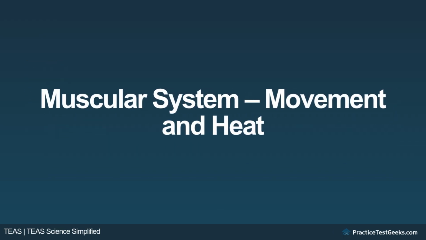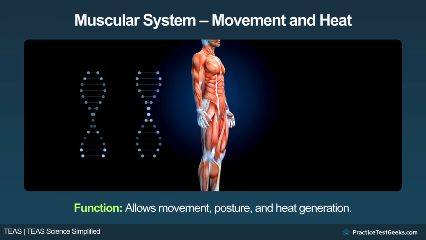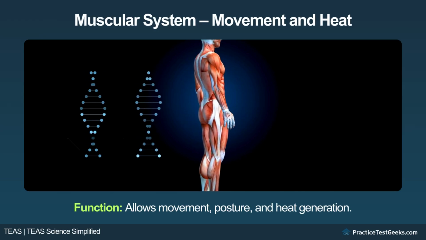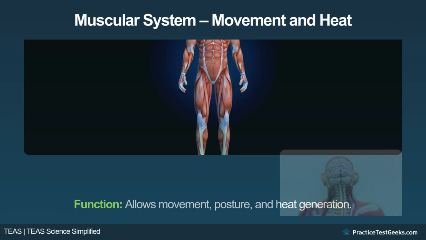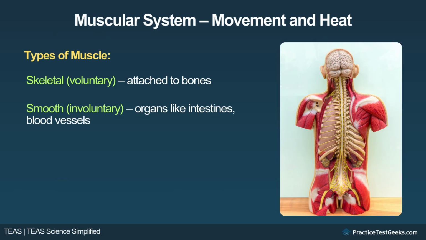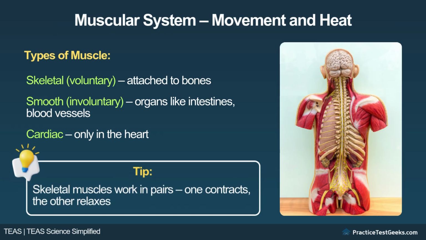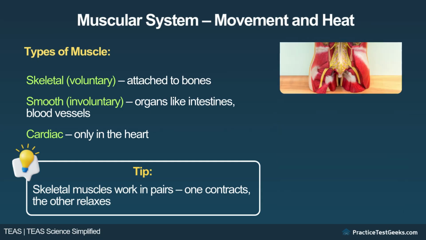Now let's take a closer look at the muscular system, the body's engine for movement and heat. Its main jobs are to allow movement, maintain posture, and generate body heat. There are 3 types of muscles. Skeletal muscle is voluntary, you control it. It attaches to bones and moves your body. Smooth muscle is involuntary and found in internal organs, like your intestines and blood vessels. Cardiac muscle is only found in the heart and contracts automatically to keep blood pumping. Here's your TEAS tip. Skeletal muscles work in pairs. While one contracts, the other relaxes.